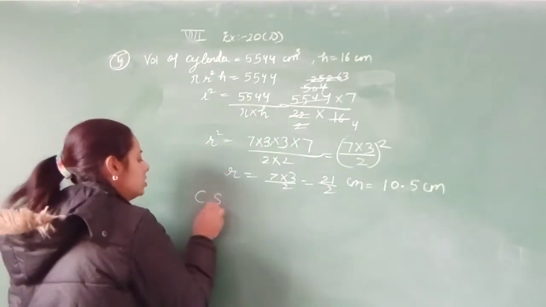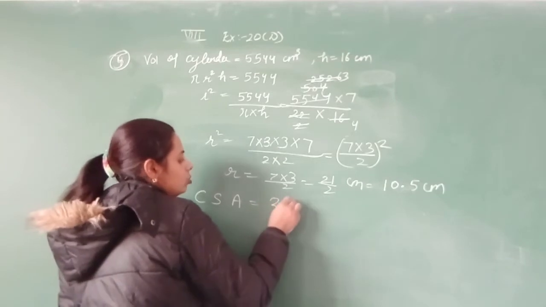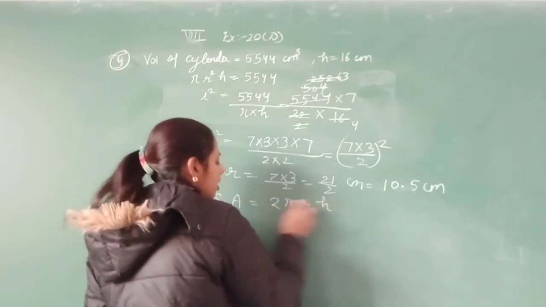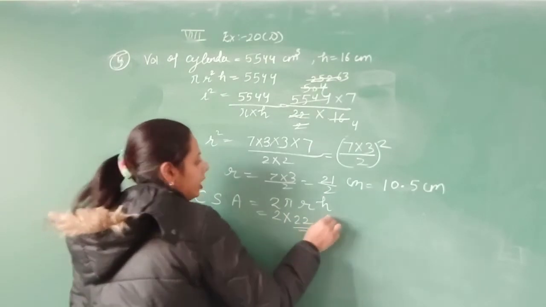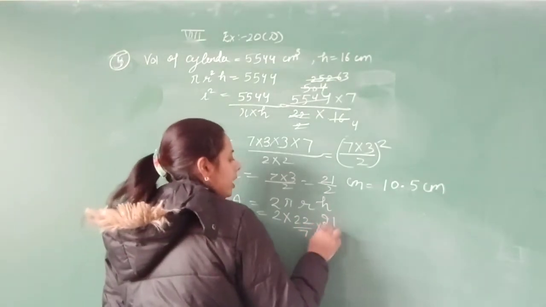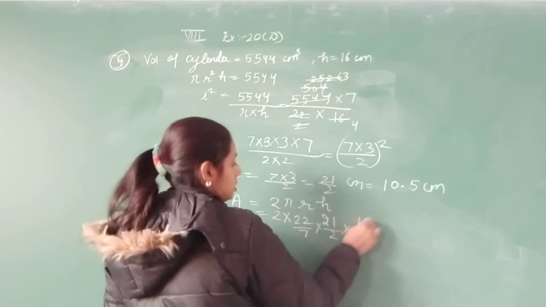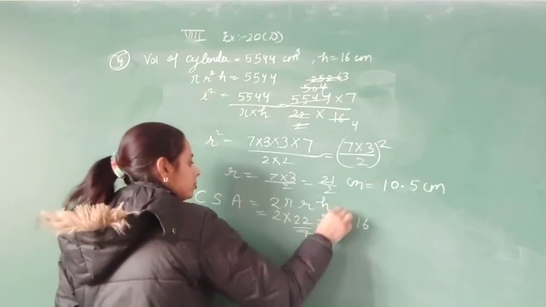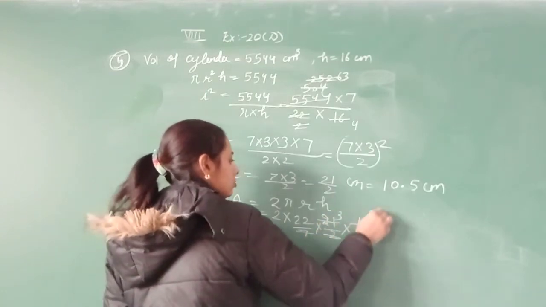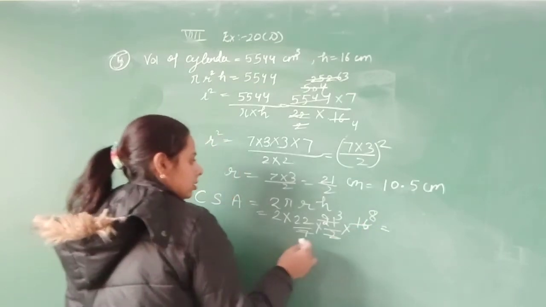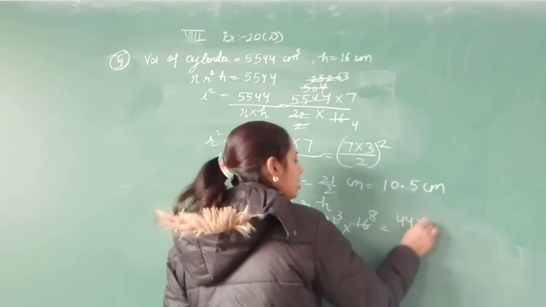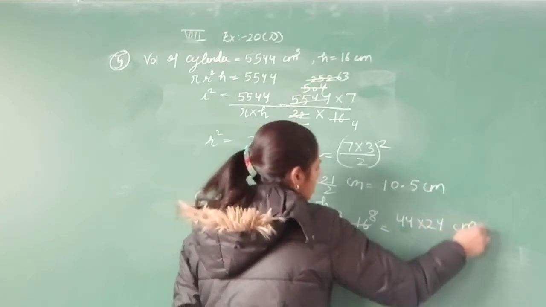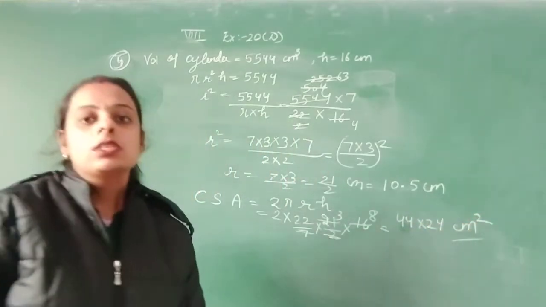What about the curved surface area? That is 2 pi r h. And put the value of r and h here. 22 by 7, r is 21 by 2 and then h is 16. So 44 into 24. Multiply and get your answer in the centimeter square.